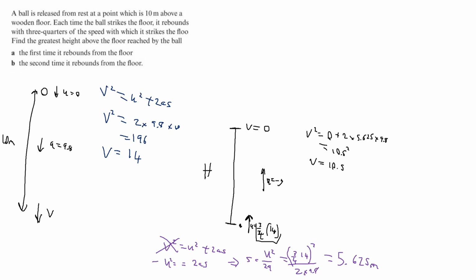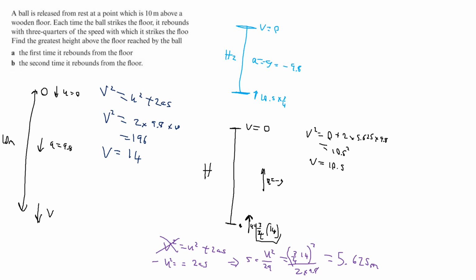Okay, cool. Let's draw another diagram. So, again, this is our height. And this is going to be 10.5 times 3/4. v is going to be 0. This is going to be h2. And a is going to be negative g, which is also equal to negative 9.8.